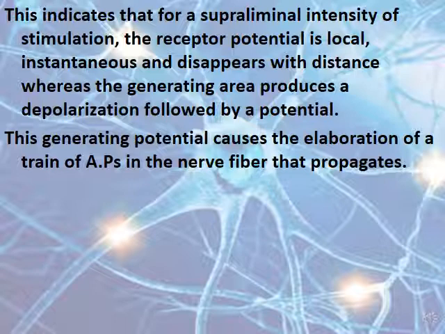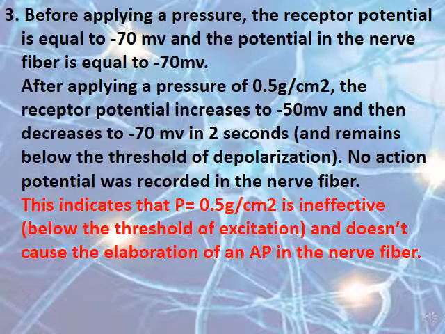So this indicates that for supraliminal intensity of stimulation, the receptor potential is local, instantaneous. You have to pay attention to this: local, instantaneous, and disappearing with distance, whereas the generating area produces a depolarization followed by a potential. This generating potential causes the elaboration of a train of action potentials in the nerve fiber that propagate. Number 3, they said a nerve fiber is modulated in frequency and not in amplitude. We explained this, that as the intensity increases, the first one was ineffective. So pressure 0.5 gram per centimeter square was ineffective.